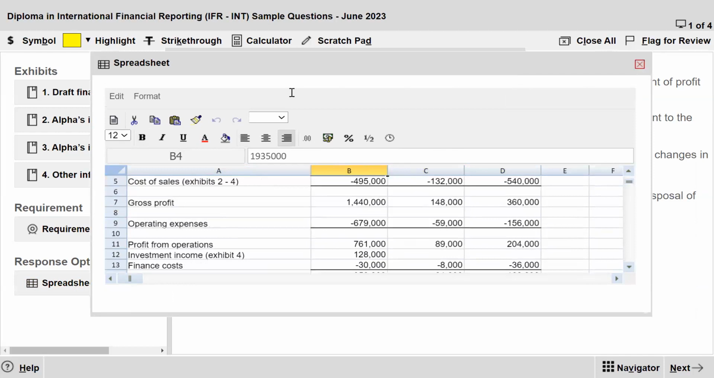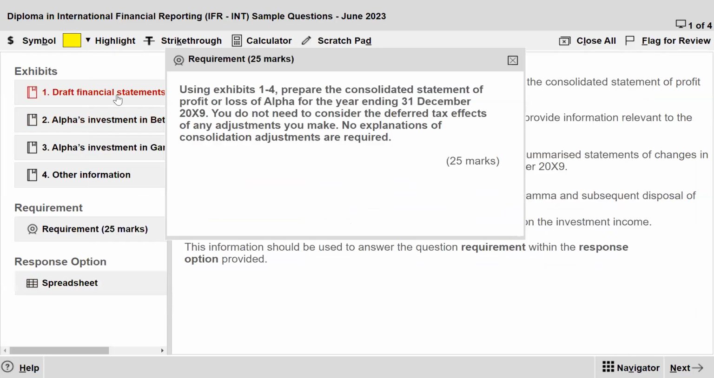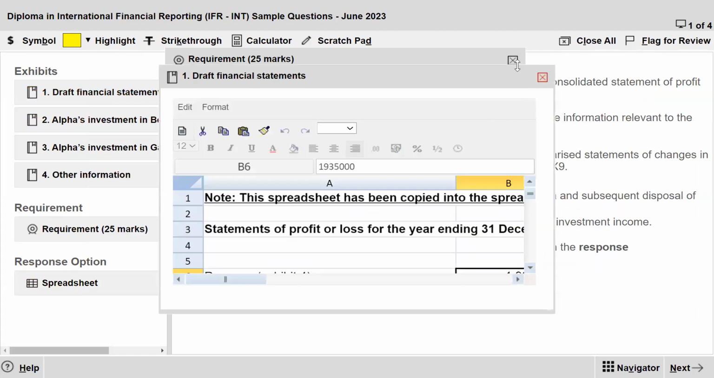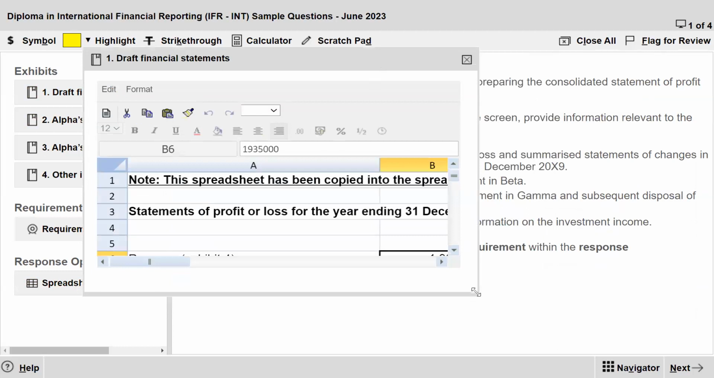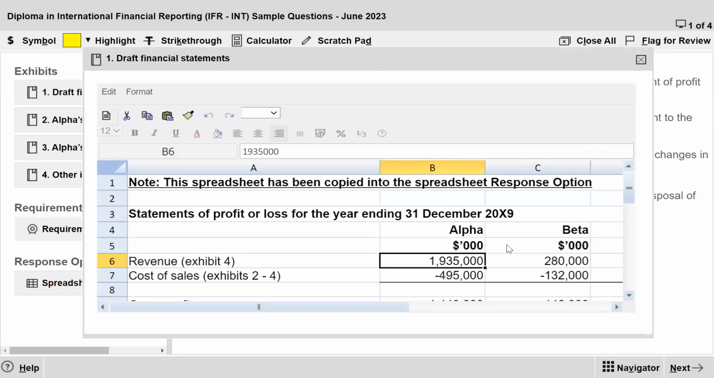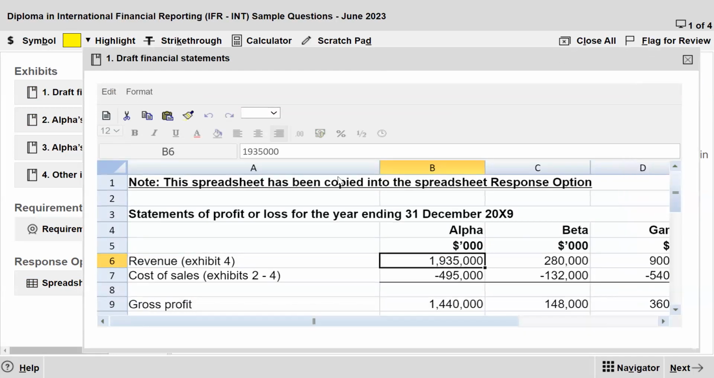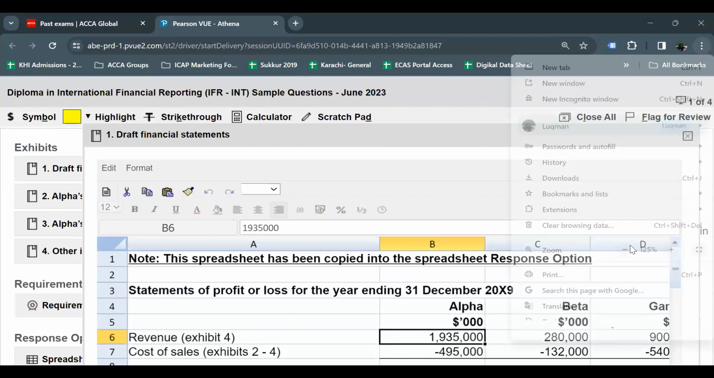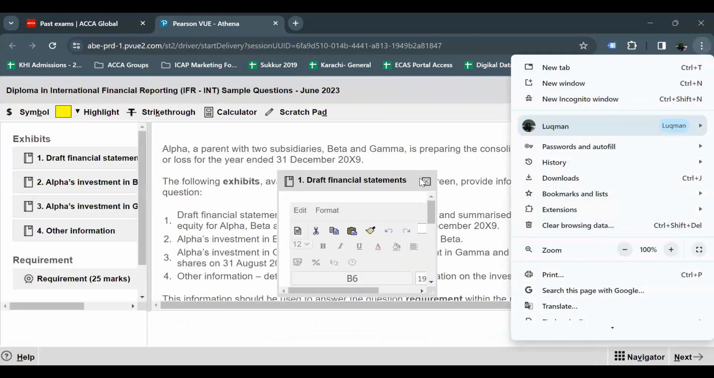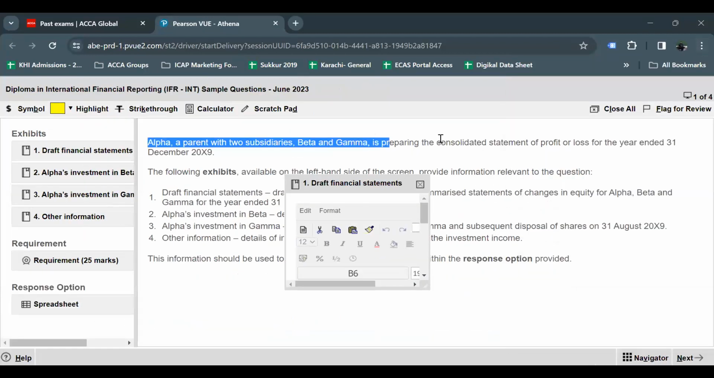Now, let's talk about this. The first one, it says the draft financial statements. Let's look at this. In fact, the spreadsheet is not pre-populated. Okay, just look at this. Let me just see. If I could just zoom it out a bit. Okay, 100%, make it 100%.